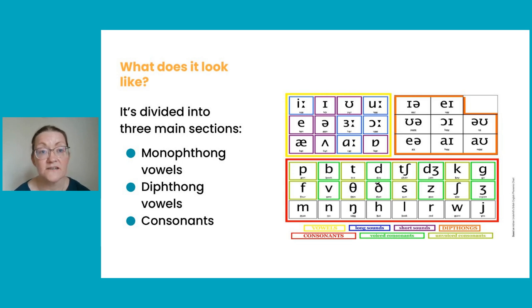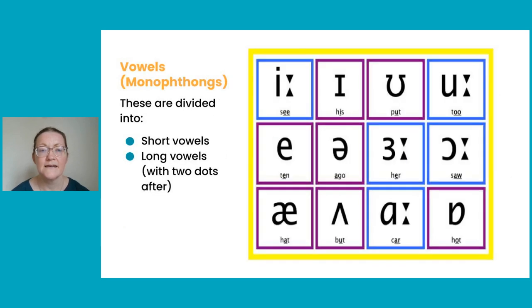Every chart may not be color coded like mine is, or they may not be separated into these three sections, but there will always be these three separate bits. Okay, the monophthong vowels, the diphthong vowels, and the consonants. All right. So let's go section by section and see if we can clarify all of this for you. Let's start with the monophthong vowels.